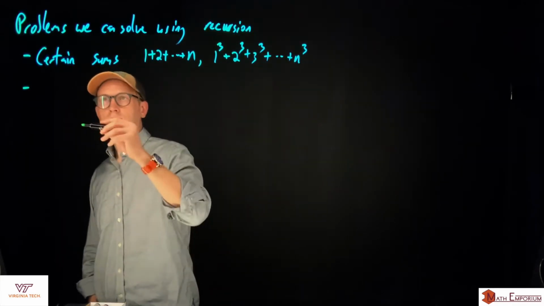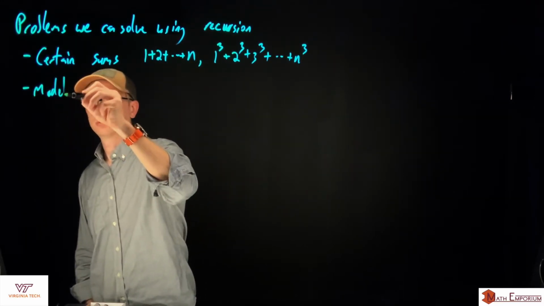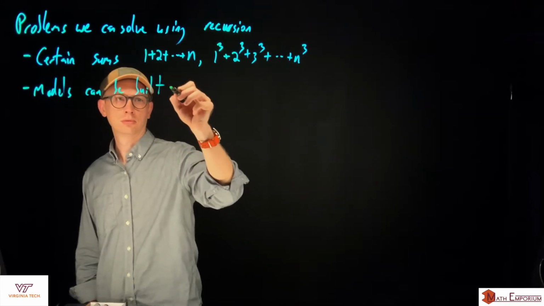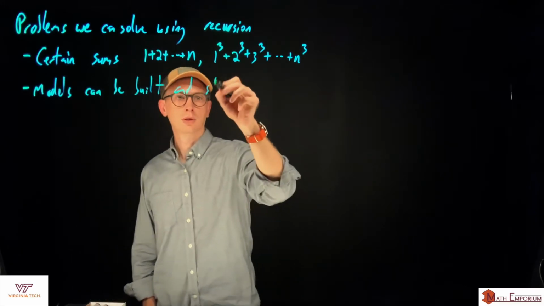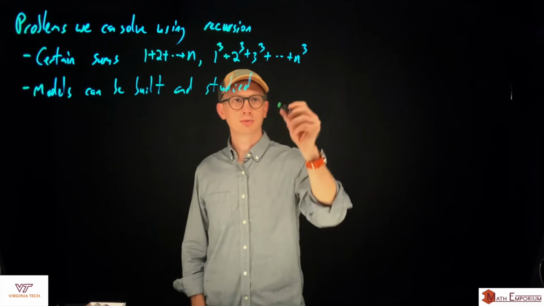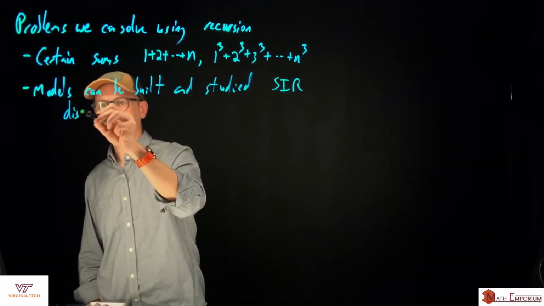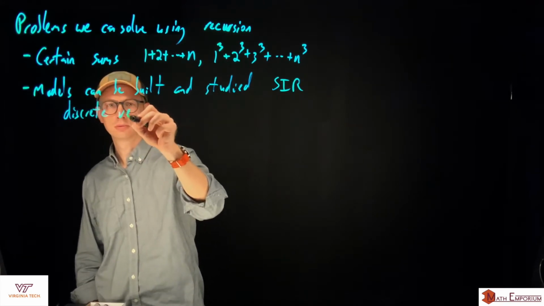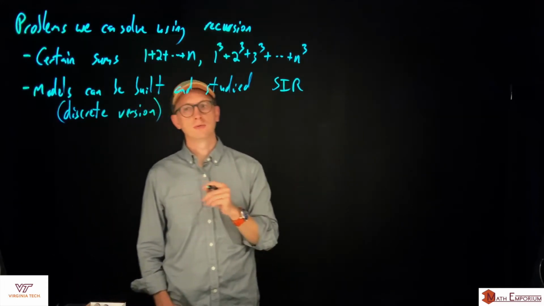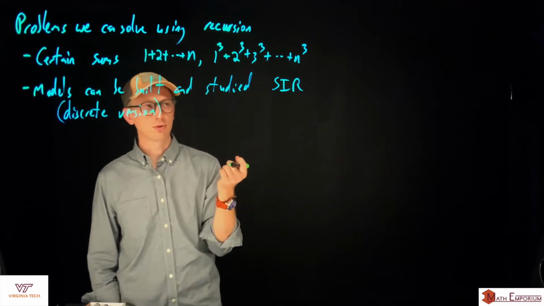There are certain kinds of models that can be built and studied. You may not be able to get a solution to the equation, but one that's really important would be some sort of SIR, a discrete version. Considering the pandemic, you can do discrete versions of SIR models, which in some sense are a little bit more realistic than the differential equations versions.